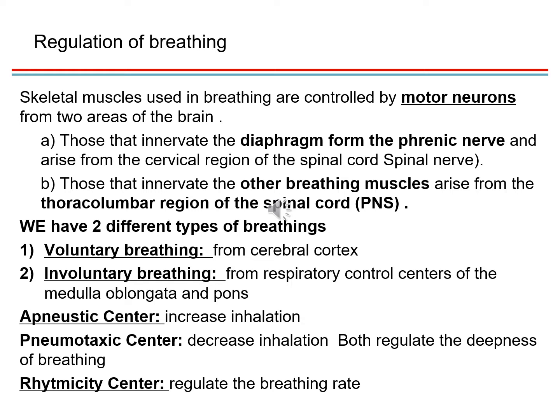Now, there are other muscles involved besides the diaphragm. And these other muscles are innervated from the thoracolumbar region of the spinal cord. And if you remember, the thoracolumbar region of the spinal cord is the one that is produced by the parasympathetic nervous system, because the parasympathetic nervous system is the system that regulates our breathing most of the time.